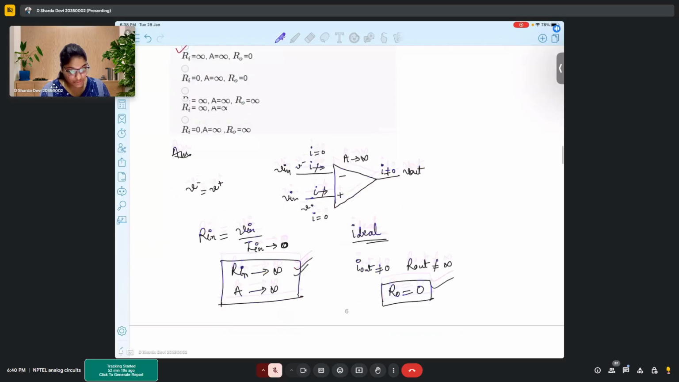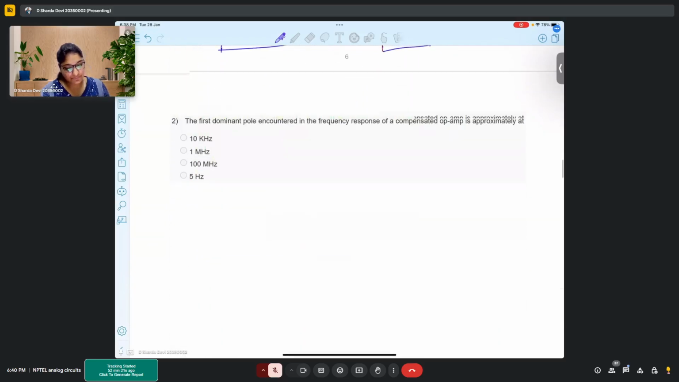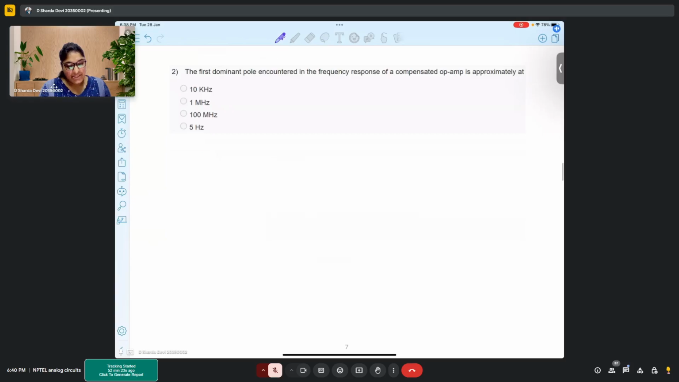Okay. Let's move on to the next problem. In this question, we are asked that the first dominant pole encountered in the frequency response of an compensated op amp is approximately at 10 kilohertz, 1 megahertz, 100 megahertz, 5 hertz. So the question arises, what is a pole, first of all? What is frequency response, first of all?